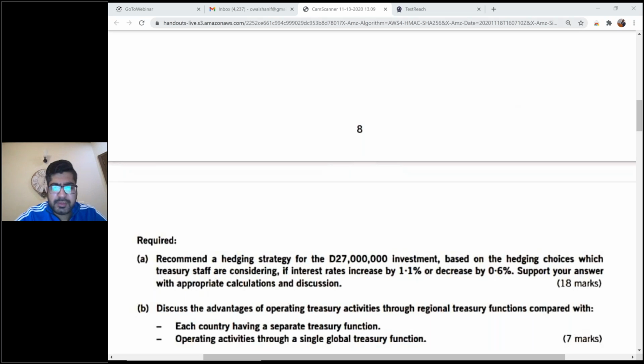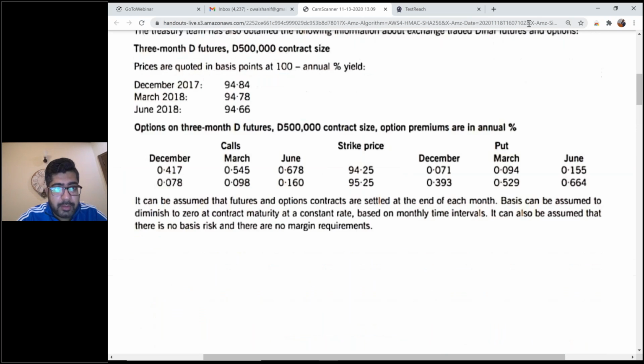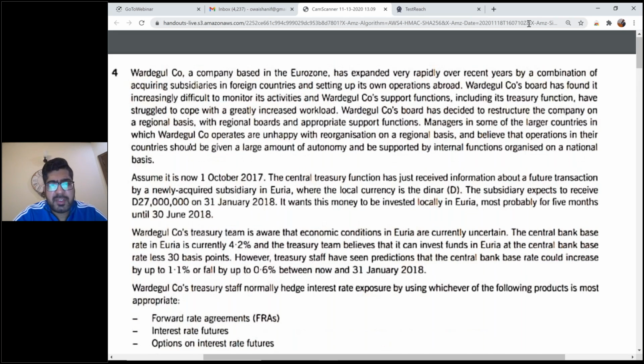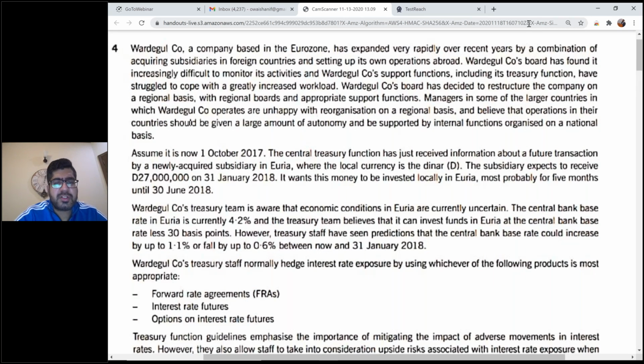Okay, so we have to deal with absolute patience, all these three techniques, because I want you to get a complete command on this. Going back to the question. The first paragraph was based in Eurozone. Second paragraph, assume it is now 1st October. Central bank has received information about future transactions by a newly acquired subsidiary where local currency is dinar. Subsidiary expects to receive dinar 27 million on 31st January 2018. It wants this money to be invested. Invested means deposited or borrowed. It wants this money to be deposited, most probably for 5 months until 30th June.